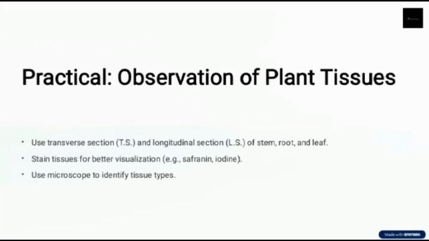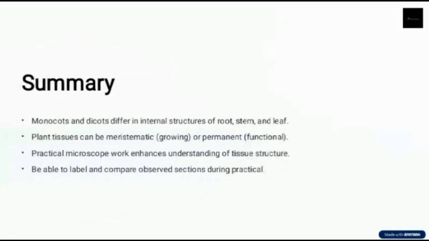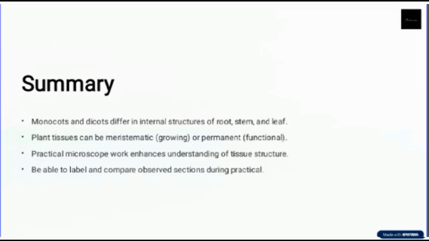Alright. So this brings us to the end of the class. Let me summarize. Monocotyledons and dicotyledons differ in the internal structure of root, stem, and leaf. Plant tissue can be divided into two: meristematic and permanent. Meristematic tissues are responsible for growth. Permanent tissues are responsible for special function.